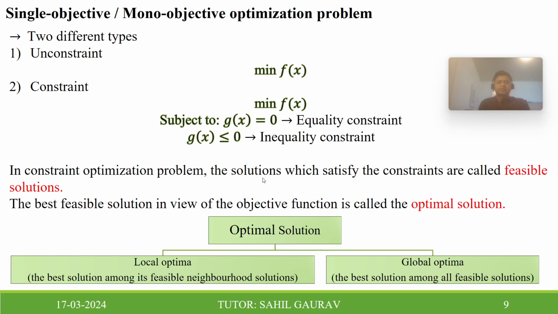In a constrained optimization problem, the solutions which satisfy the constraints are called feasible solutions, and the best feasible solution in view of the objective function is called the optimal solution. So whatever solution you got that satisfies these constraints is called a feasible solution, and the best feasible solution among all is called the optimal solution in view of this objective function. And for optimal solutions, there are two types: local optima and global optima. Local optima means the best solution among its feasible neighboring solutions, while global optima is the best solution among all the feasible solutions.